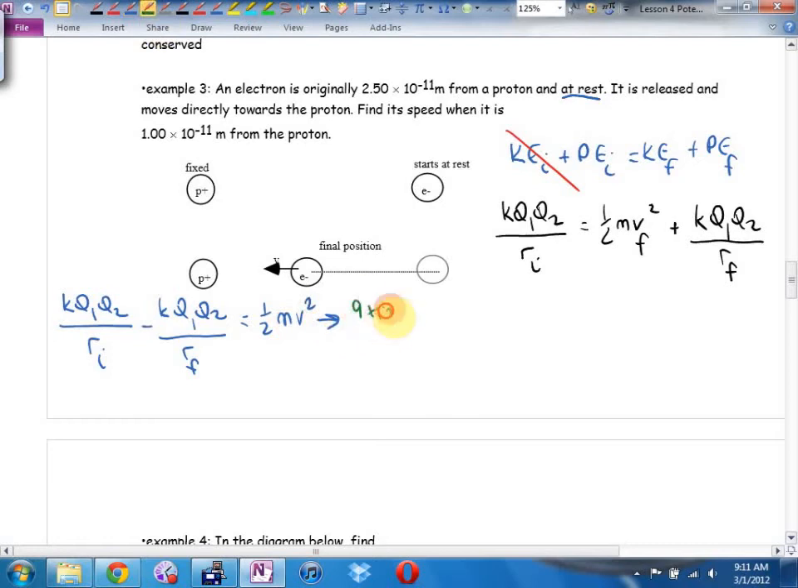Nine times 10 to the 9th. Oh, they didn't tell me the charge. Oh, wait a minute, proton. Yes, Caitlin, you're right. Look it up, or you have it in front of you. What's the charge on a proton? It's elementary. No pun intended. Pun intended.